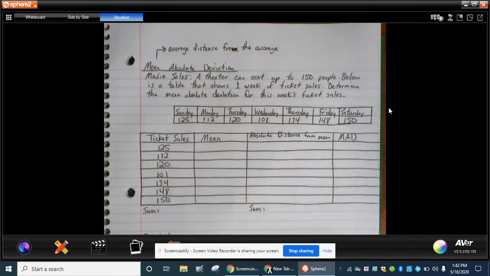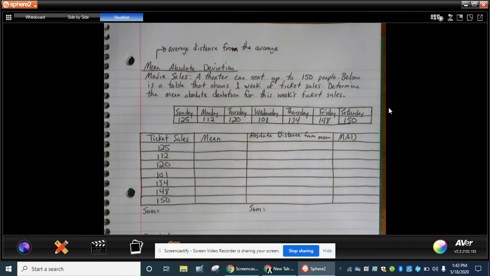So we're talking about movie sales, specifically ticket sales. A theater can seat up to 150 people. Below is a table that shows 1 week of ticket sales. Determine the mean absolute deviation for this week's ticket sales. On Sunday we sold 125 tickets, on Monday 112, Tuesday 120, Wednesday 101, Thursday 134, Friday 148, and then Saturday we appear to have sold out to be 150 seats.